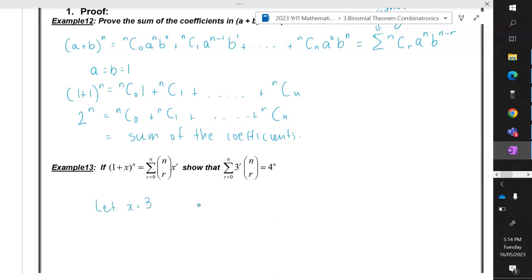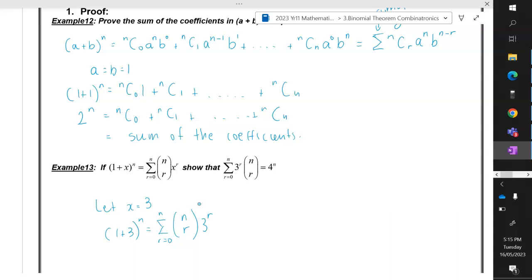Then my left-hand side is going to give me (1 + 3) to the n. And my right-hand side, actually I might get rid of the left-hand side because we don't really need that in there, is going to be equal to the sum from r equals 0 to n of nCr, but we can write our nCr's like that. And the only thing I've changed is my x is 3. So 3 to the r.